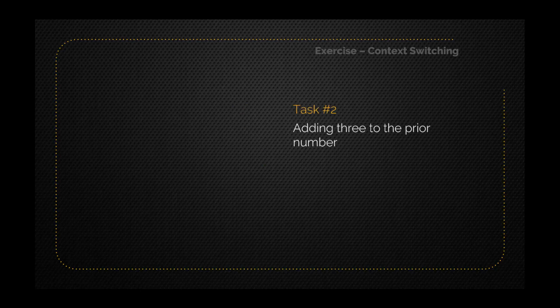Task 2 is to add 3 to the prior number. Again, I've provided the first 2 numbers in the sequence for you. You need to keep going until you reach the number 28. Once again, quality is non-negotiable. Pause the video when you're ready and perform task 2.